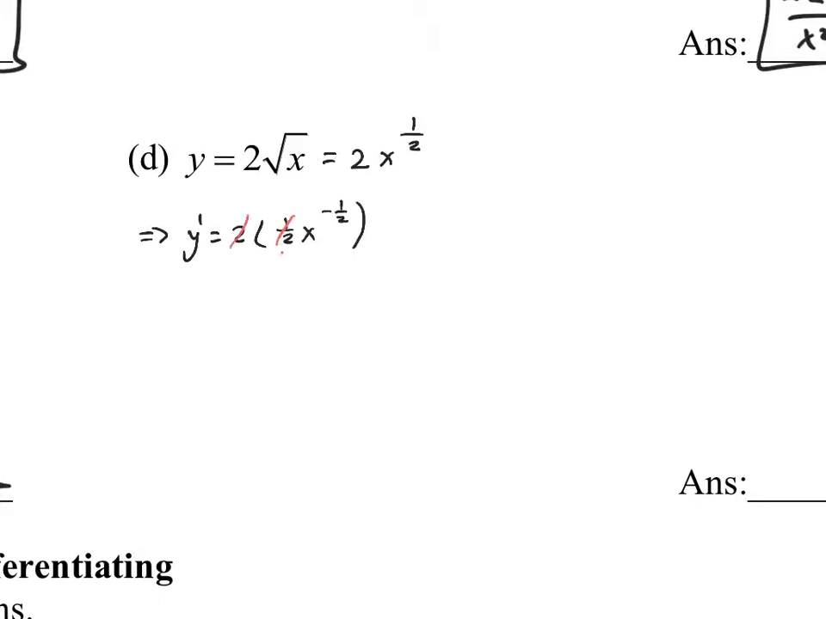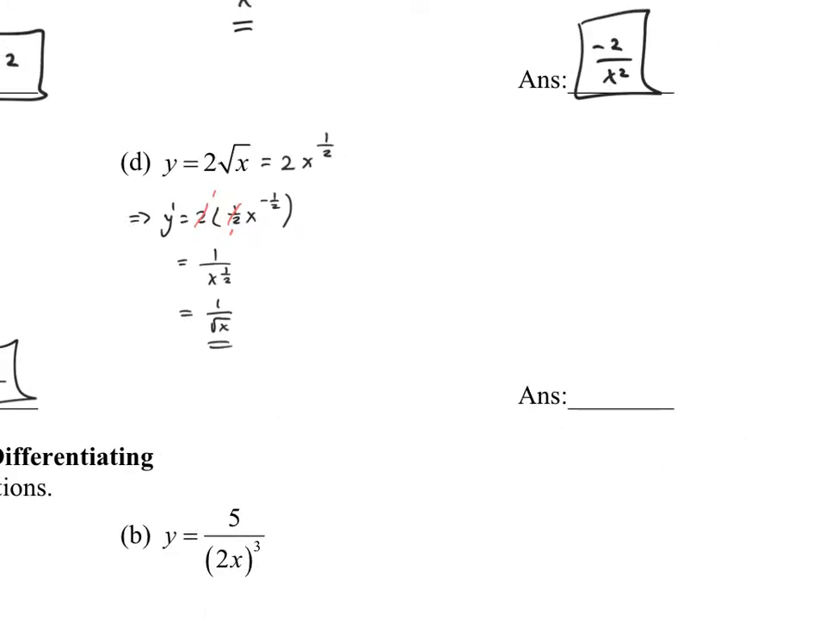We need to do some cleaning up here. First of all, 2 times 1/2 is just 1. But then we have x to the negative 1/2. It can't be a negative power, so we have to throw it onto the bottom. So this would be 1 over x to the 1/2. And then since I started in a radical, I need to end in a radical. So this would be 1 over the square root of x. So what's the derivative of 2 times the square root of x? The answer is 1 over the square root of x.